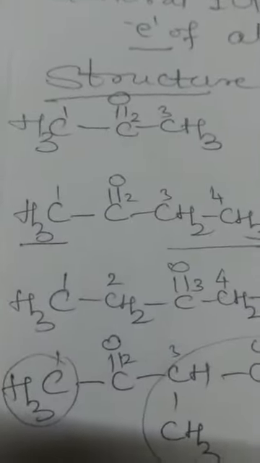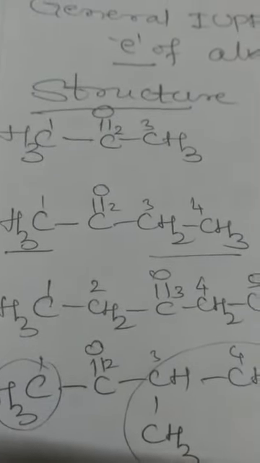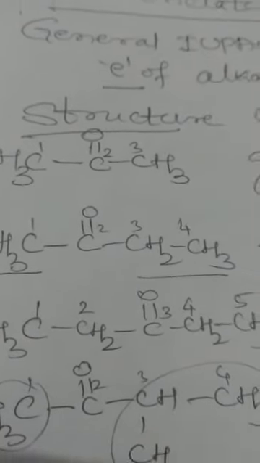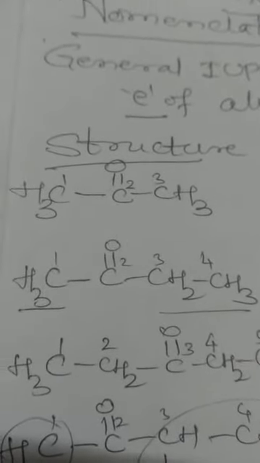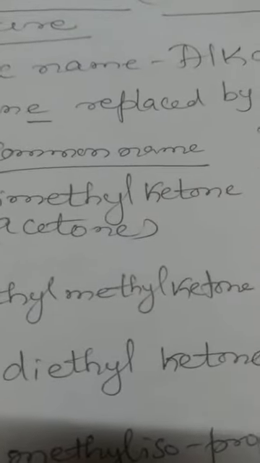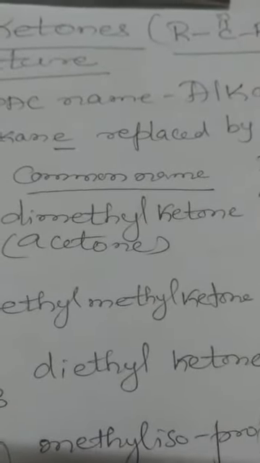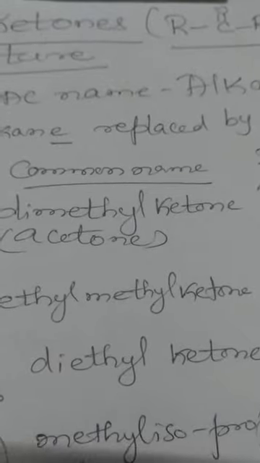Coming to the next example, there are 2 alkyl groups. One is methyl, CH3, the other is ethyl. In the common system, you should follow the alphabetical order. Therefore E comes before M. Hence the common name will be ethyl methyl ketone.